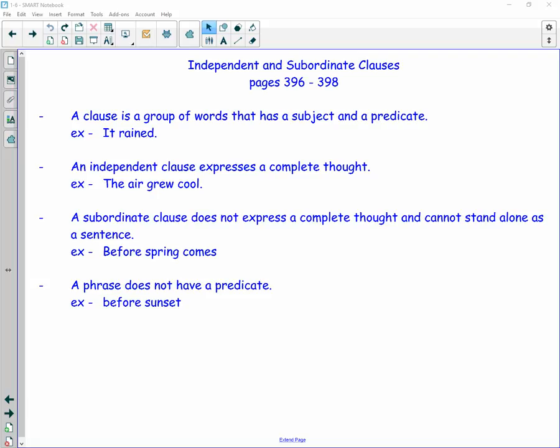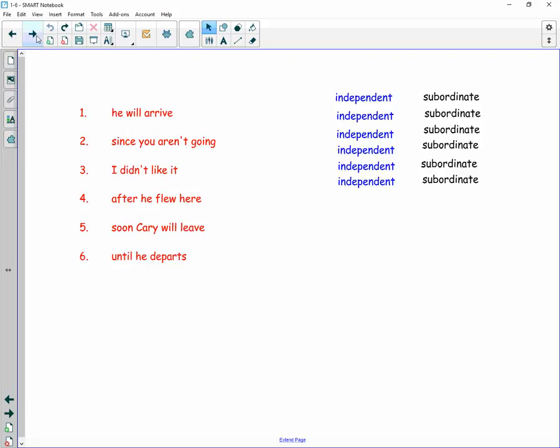It rained. An independent clause expresses a complete thought. The air grew cool. That's a sentence. A subordinate clause does not express a complete thought and cannot stand alone as a sentence. Before spring comes, it leaves you hanging. A phrase does not have a predicate. Before sunset. No verb. All right, he will arrive, that's a sentence, so it's independent.